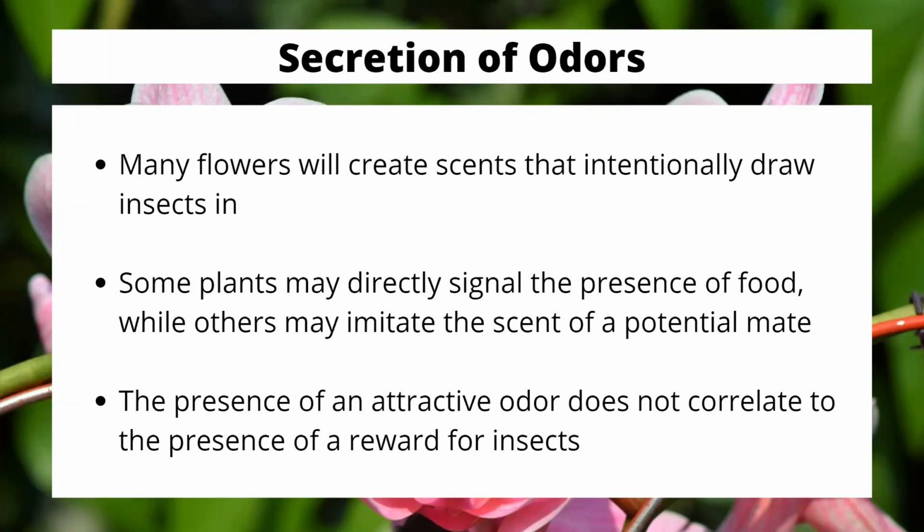Some of these plants are going to use those scents to signal directly, hey, I have food, while others, like in the case of our orchids, may imitate the scent of a potential mate, and they're going to take advantage of that. Now, here's the thing, though. The presence of an attractive odor does not necessarily correlate to the presence of a reward, meaning that even though the plant smells great and the insect wants to go to it, there may be no nectar well in the plant. There may be nothing there that the insect will actually benefit from. All the plant is doing is fooling the insect just enough to get them to come and fly over and get pollen from them.